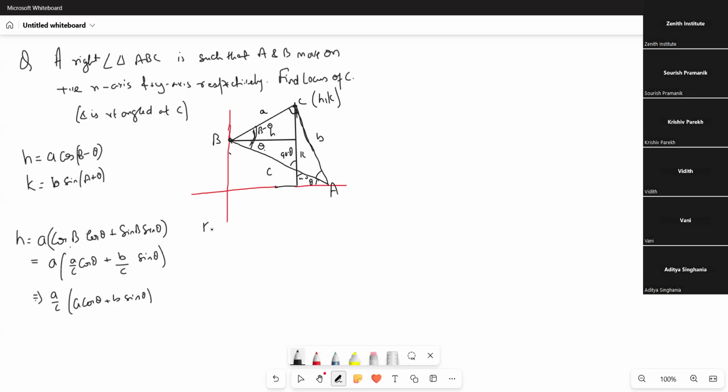Now come to k. k was b sin of A plus theta, so that will be b sin A cos theta plus cos A sin theta. Now again we will use the same approach. In the triangle, what would be sin A? Sin A would be a by c.